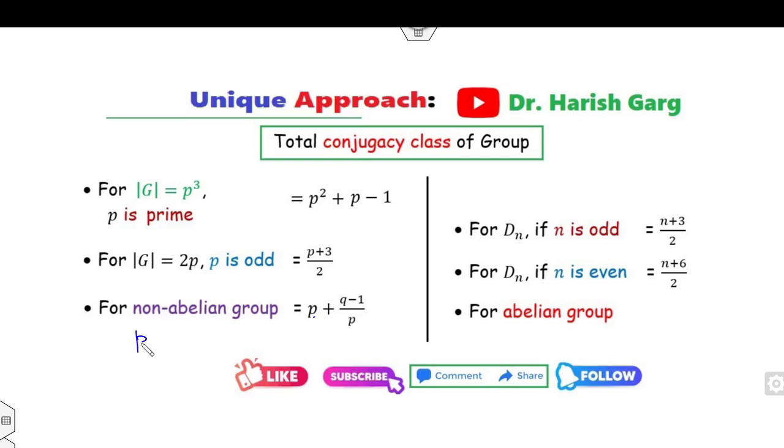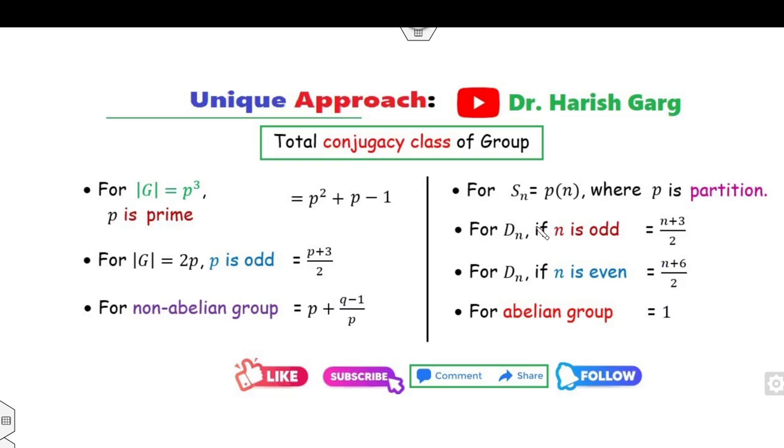How can you write it directly? Whatever quotient you have obtained, that will be this number, plus the p. If it is an even number, you can write (n plus 6) divided by 2. And if it is abelian, it's always the unique class equation. So once it's a unique class equation, the number of conjugate classes is 1.